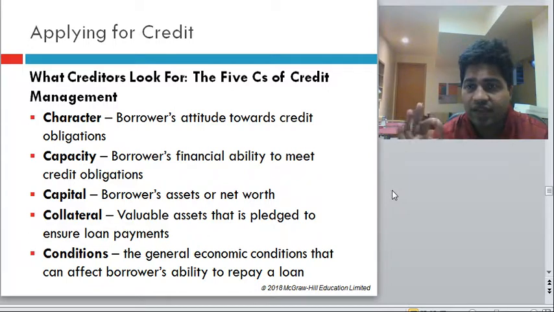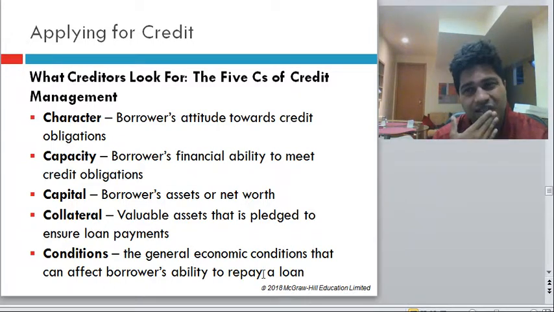So these are the 5 C's that banks look at while giving you credit: your character, the borrower's attitude towards credit obligations; capacity, financial ability to meet credit obligations; capital, the assets that you have; collateral, valuable assets placed to ensure loan payments; and conditions, the general economic conditions in the market, and the kind of job you're working, and whether it would be impacted by the economic conditions in the market.